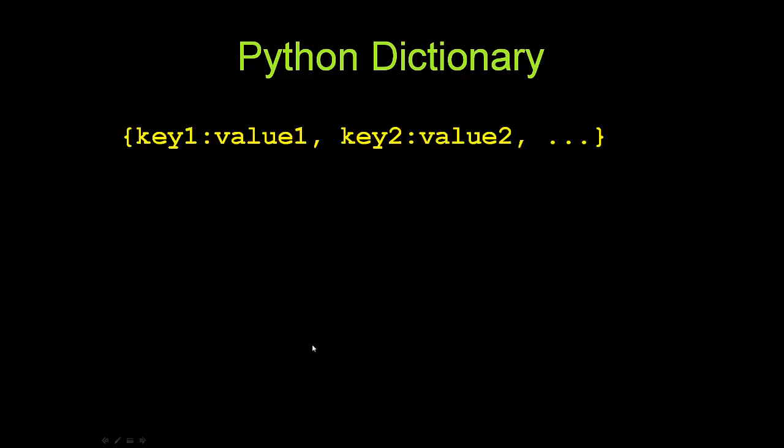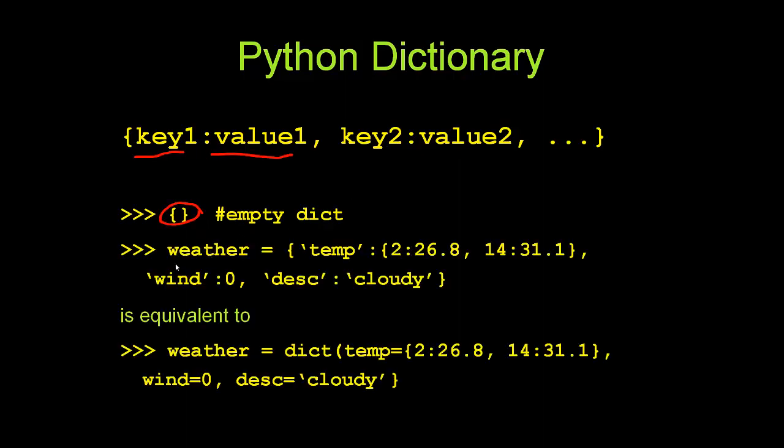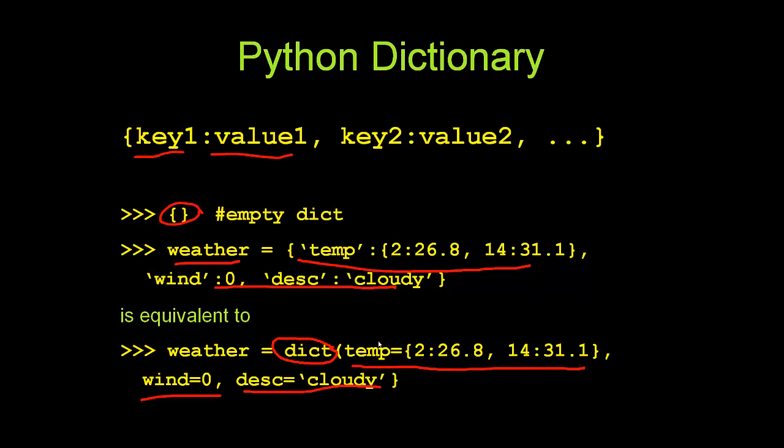Let's take a look. The way a dictionary is structured is the following form. It's key value pairs: key 1 and value 1, comma, key 2 and value 2, comma. It's just a bunch of key value pairs. And two curly braces is an empty dictionary. For example, you can have weather equal to this thing. This is actually equivalent to using dict to convert to a dictionary, where you have key value things: temp is equal to this, win is equal to this, des is equal to this. This converts it into a dictionary.